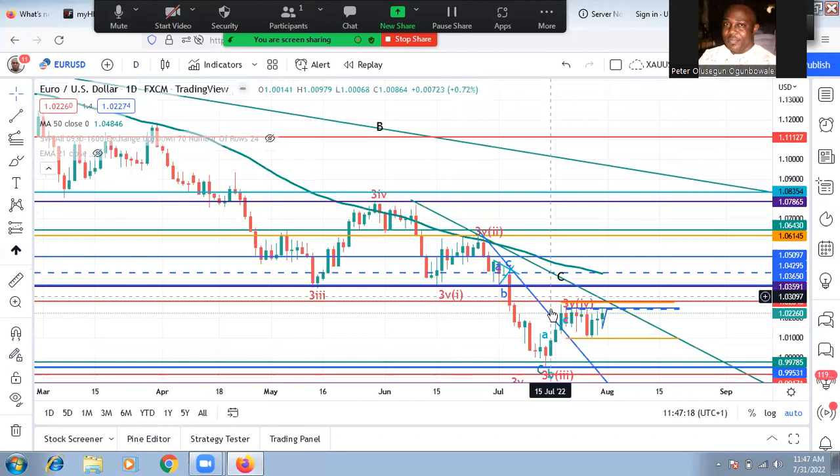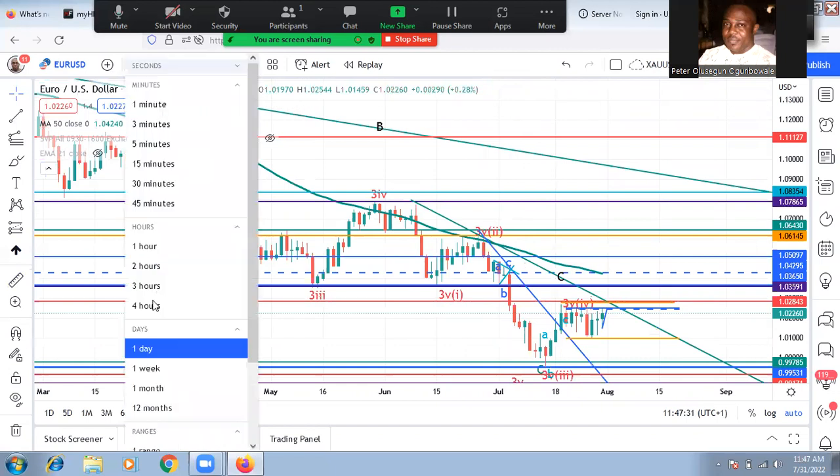So I would not expect price to go beyond here, really. That is what I'm saying. So it's going to be very tight. Very tight. We can do it. Now let me quickly go to gold and give us the analysis on that.